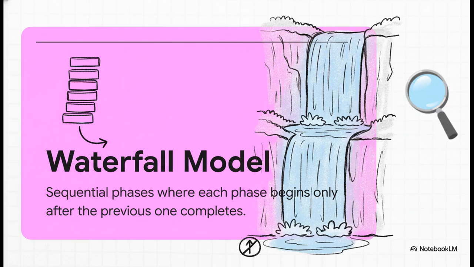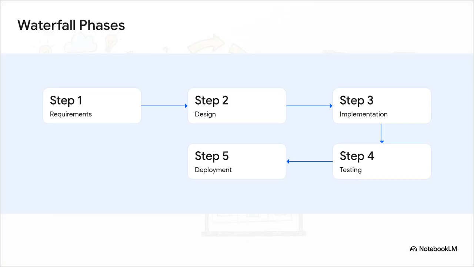And here's the crucial part. Just like a real waterfall, you can't go back up. You have to finish each phase 100% before you're even allowed to think about starting the next one. And you can see exactly how rigid those steps are. First, you gather all the requirements. Not some of them, all of them. Then, and only then, you create the entire design for the whole system. Once that's set in stone, you write all the code. And finally, way at the very end, you start testing everything. It is a strict one-way street.